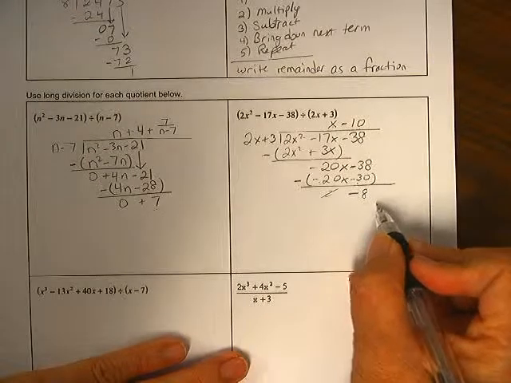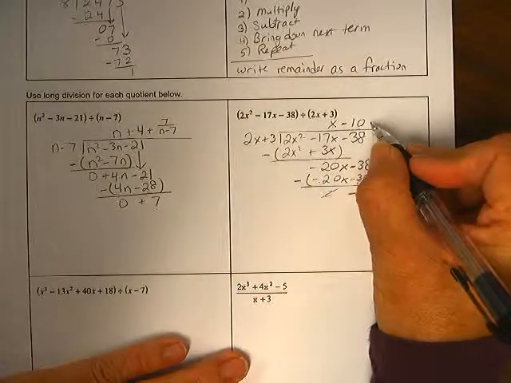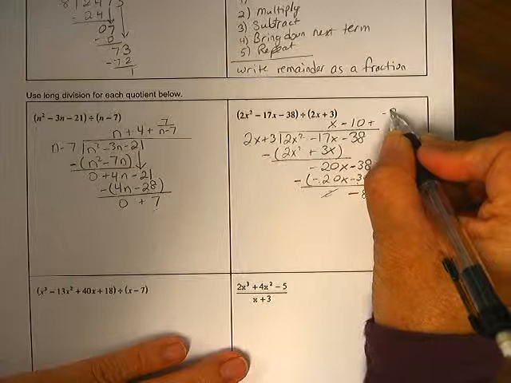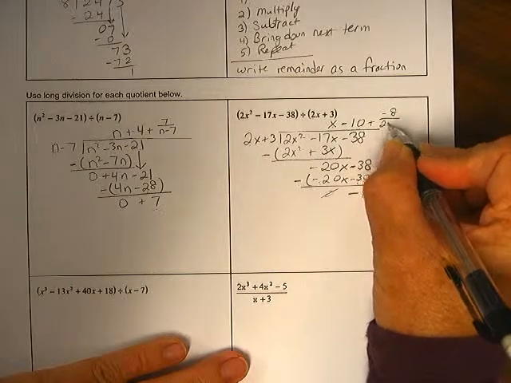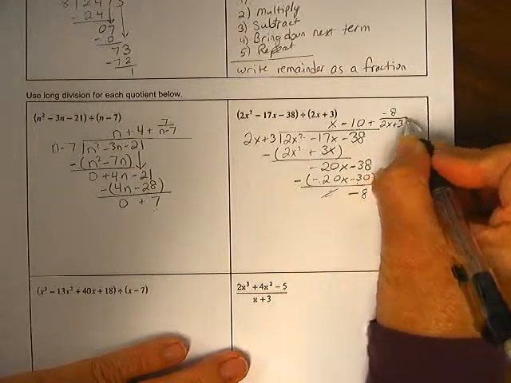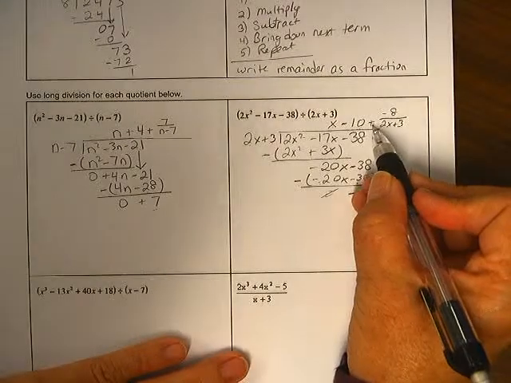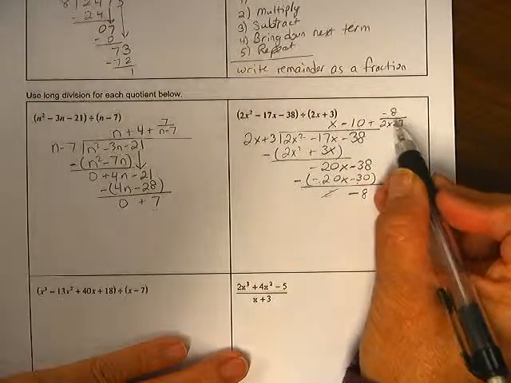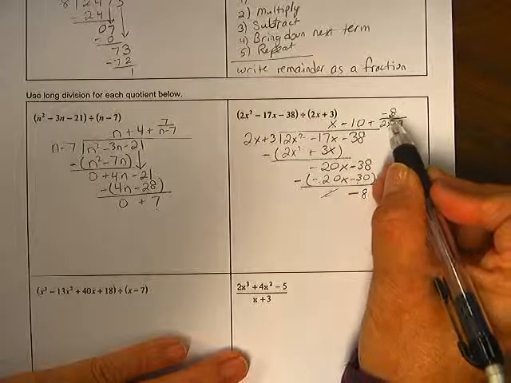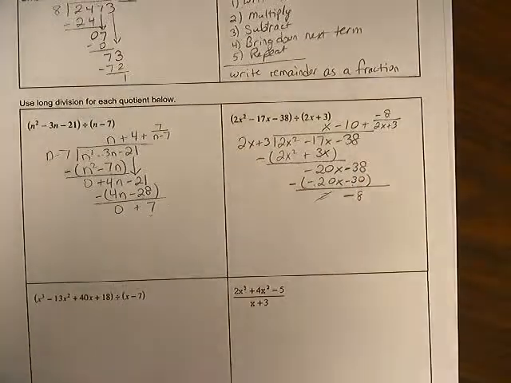That is my remainder. And again, we write that over what we divided by. So plus a negative 8 divided by 2x plus 3. So you always want to put that plus to indicate we're adding this last little piece here. We could put the negative with the 8 to indicate that that was a negative.